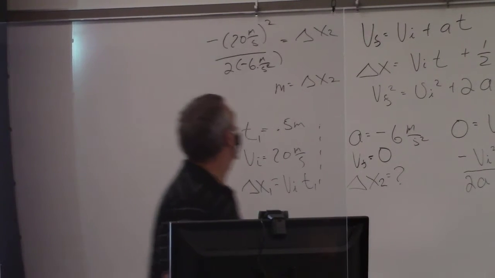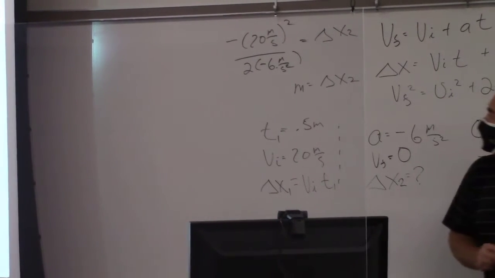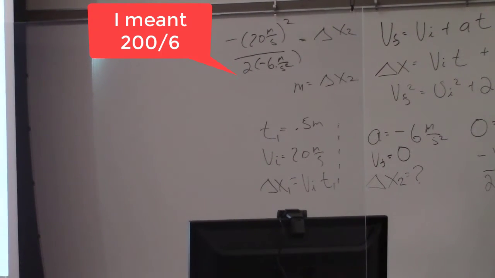My calculator again, but it's going to be 100 divided by 6. So 50 over 3, whatever that turns out to be.